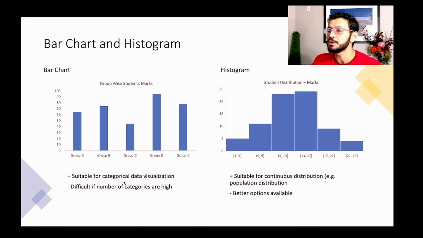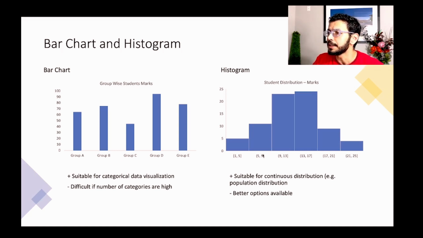So this is very suitable for categorical data visualization. Let's say you have 5, 6 different groups or different sections or things like that, then you can easily do a visual inspection if you have a graph like this. But it does become very difficult if your number of categories are fairly high. So let's say that if I do something similar, but I do it for number of states in your country, let's say in the United States, that's like more than 50 states. So in that case, the number of categories will be very high, and then it does become very difficult.